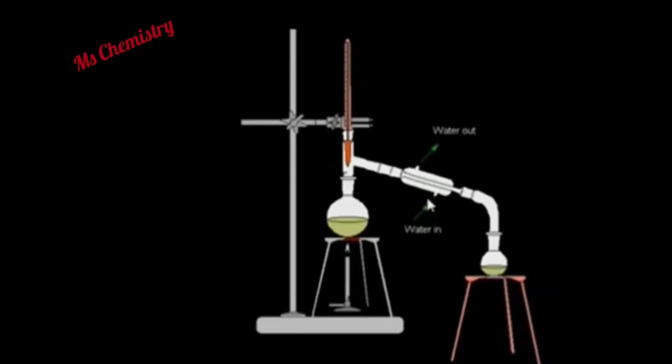The purpose of providing the cool water here is to provide a cooling effect. Remember that this water is not mixing with alcohol. There is another tube inside this condenser, and in that second tube the alcohol is present, and outside that tube the water is present, which is continuously providing the cooling effect to cool down the ethanol, and we will collect the ethanol in the receiving flask.